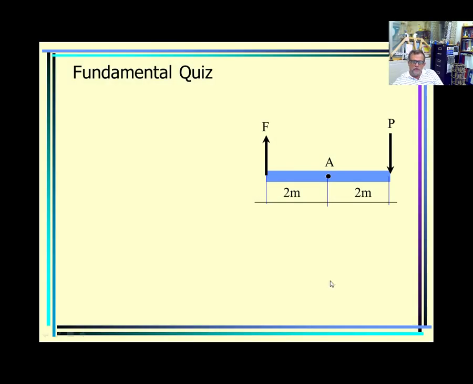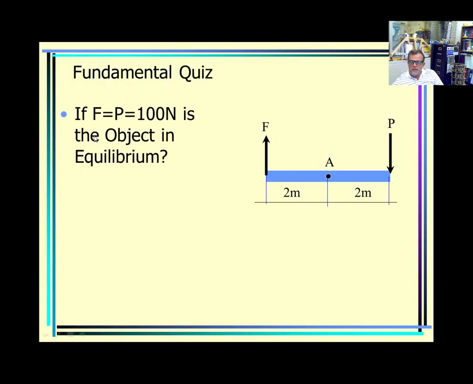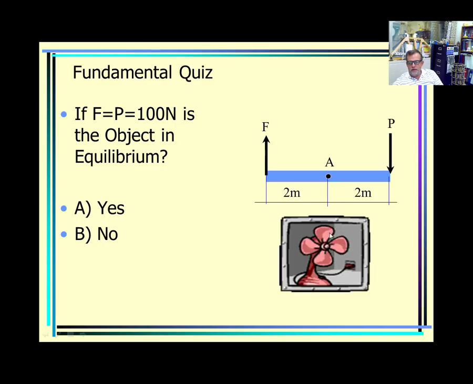And then I do another fundamental quiz, which is this one. And I say if F equals P equals 100, is the object in equilibrium? Yes, no. I have not a freaking clue. So I make the students debate. You can think and say, yeah, it's in equilibrium. Well, if it was in equilibrium, then should it be spinning? And that is spinning like that. So it's not in equilibrium. And that links us to the next chapter, which is exactly rigid body equilibrium.